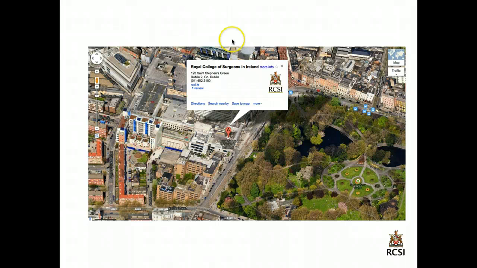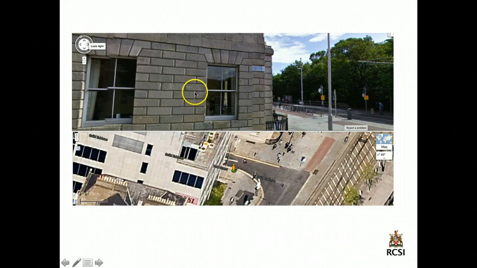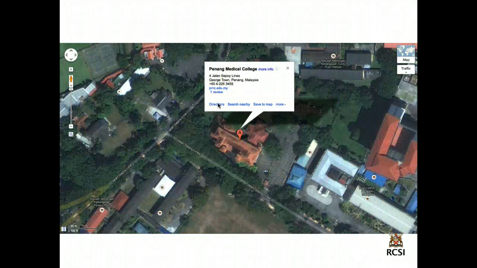Here we are looking down on this building in St Stephen's Green in Dublin, the Royal College of Surgeons. We can find these places very easily. We could even look into the Chief Executive's office. There is the clock on the wall in his office. This is fairly frightening stuff when you think about it too much.